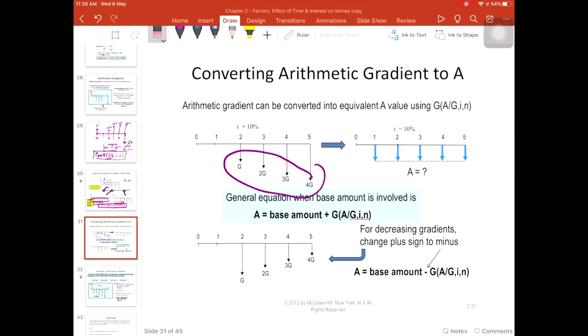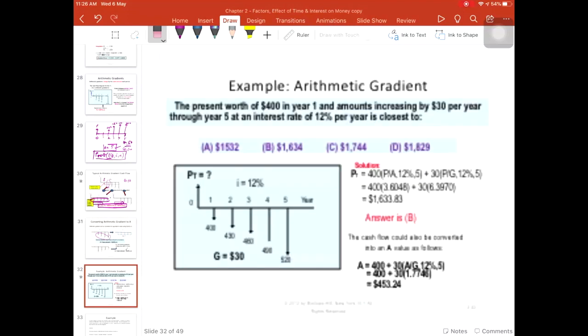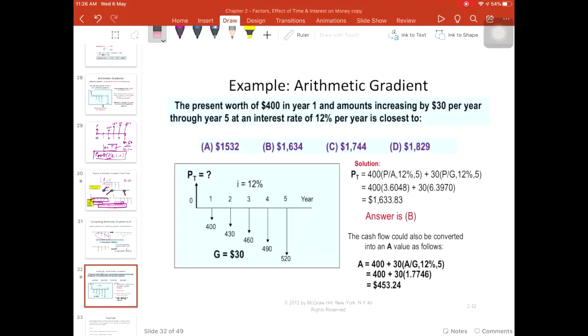Okay, we show you the example. Okay. The present worth of 400 ringgit in year 1 and amounts increasing by 30 ringgit per year. This is a gradient 30 ringgit. Year 5 and an interest rate of 10% per year is closest to.